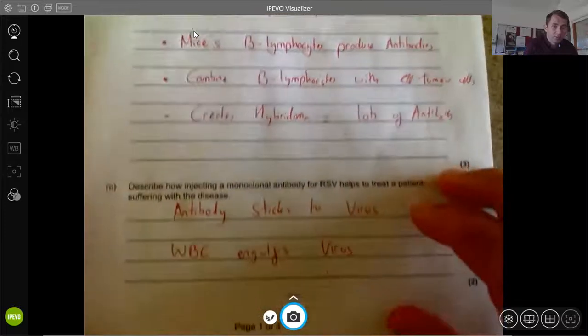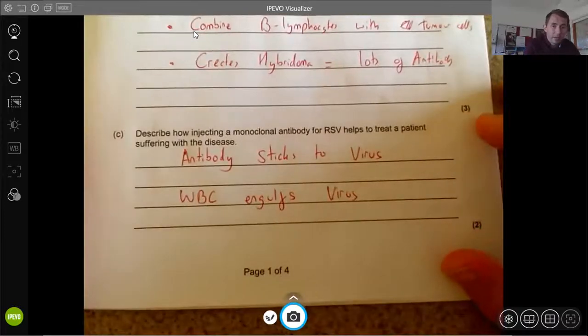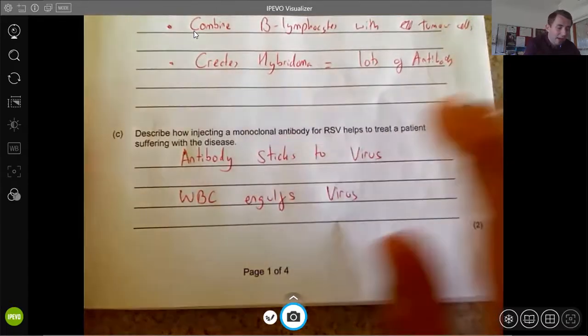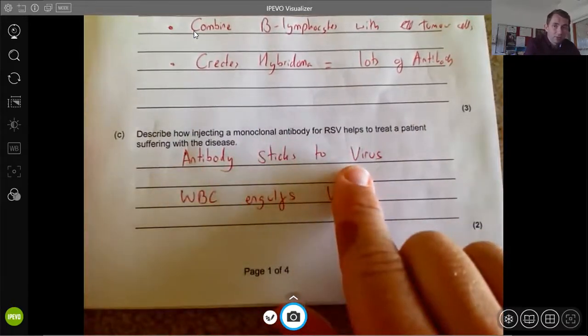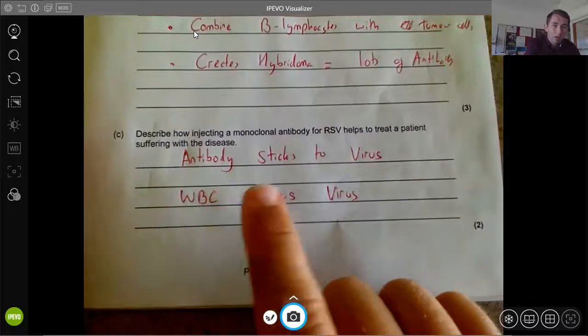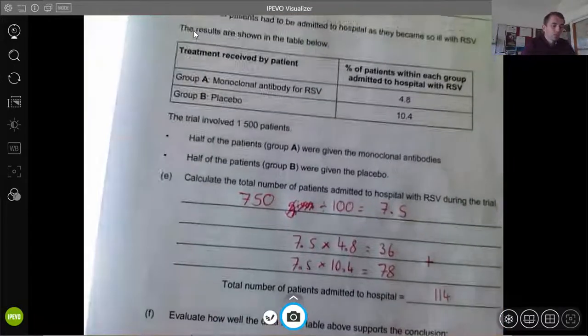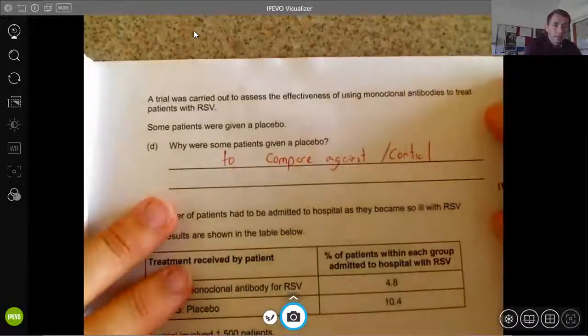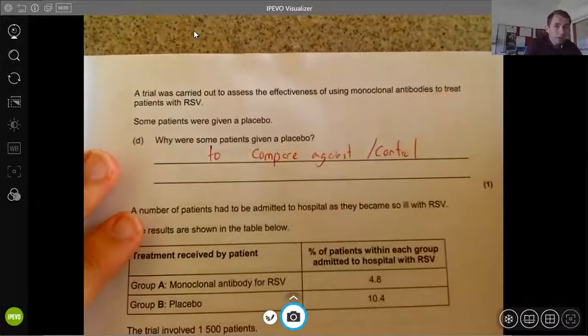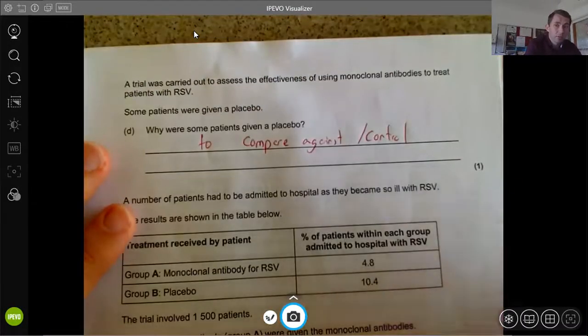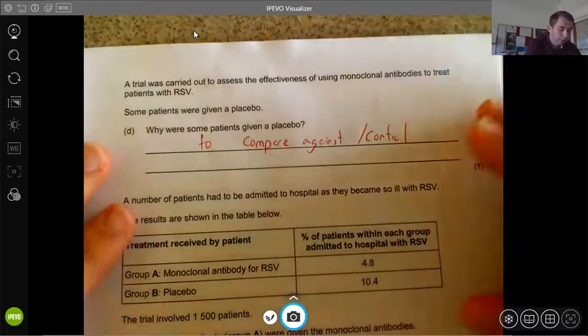Question C, describe how injecting a monoclonal antibody for RSV helps to treat a patient suffering with the disease. The antibody will stick to the virus and the white blood cell will engulf it, because it's stuck together, it can't move. Question D, a placebo. Why use placebos? It's so we have something to compare against and control.